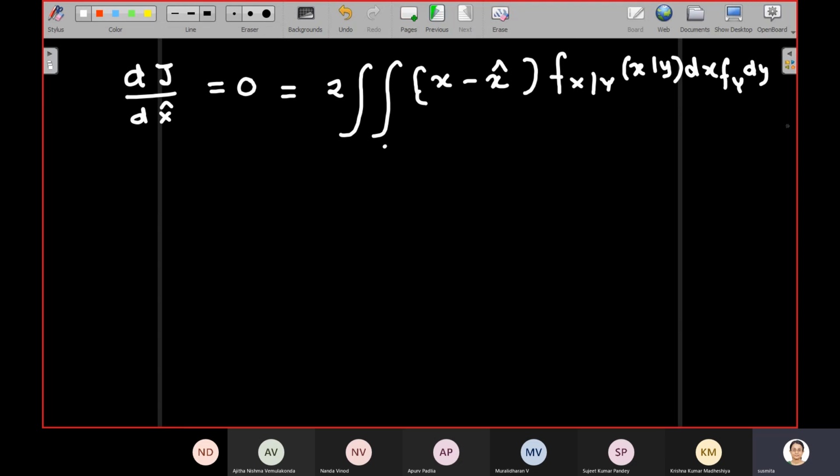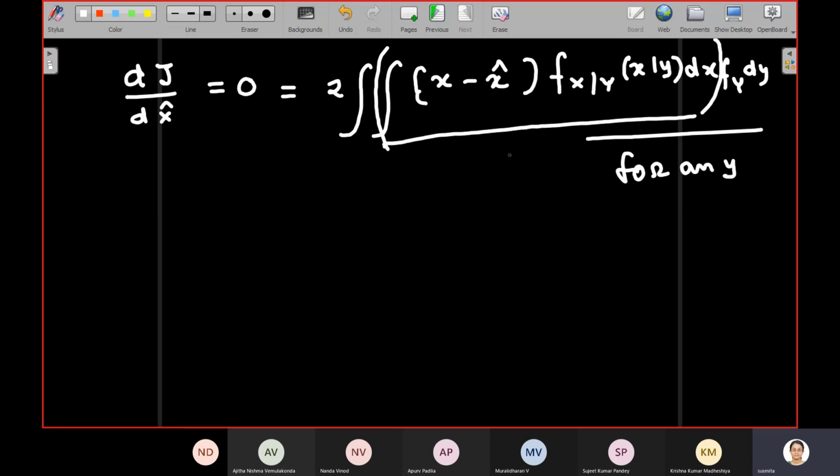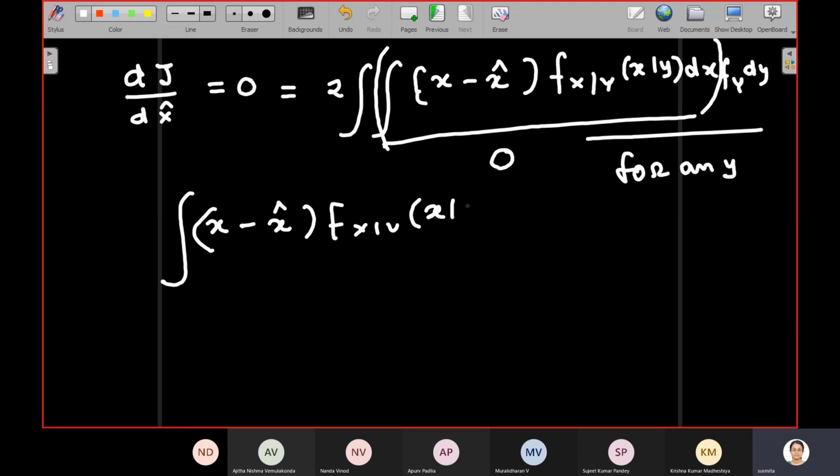This is equal to 0 for any y. Now for this to be 0 for any y, the only possibility is that this is equal to 0, because this inner integration is for a given y. So the inner integration must be equal to 0 for any y. Now we can separate the two terms.